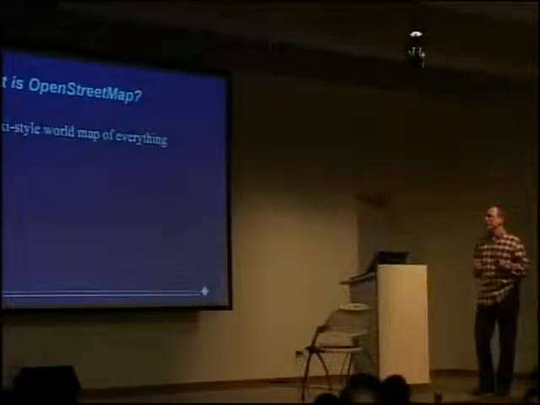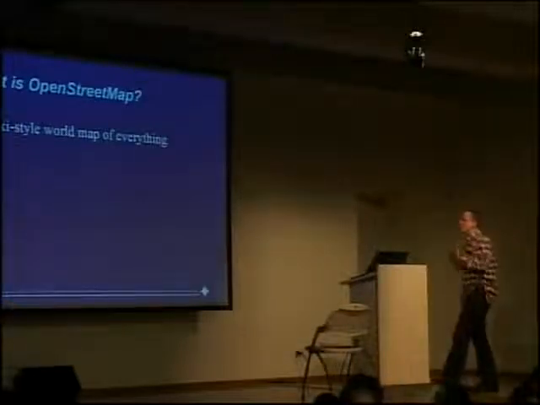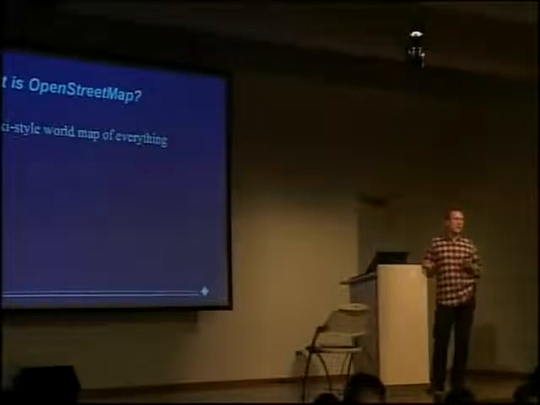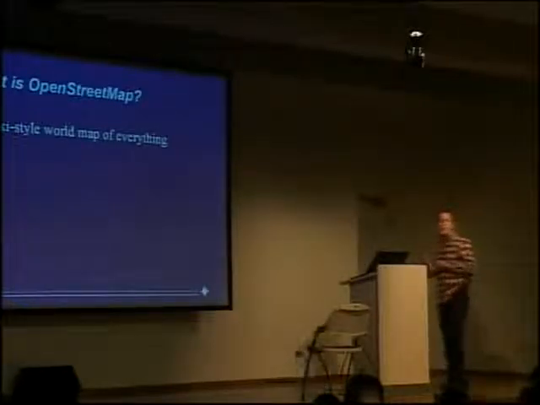Okay. What is OpenStreetMap? OpenStreetMap is a wiki-style world map of everything. Wiki-style is important. Wiki-style means everyone can participate. And of everything is also important because the name OpenStreetMap is a misnomer, really. We're not only mapping streets, we intend to map everything that's interesting.